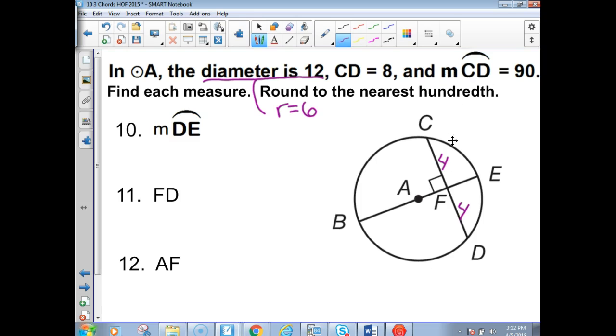The measure of arc CD is 90. Okay, so what happened to the arc? That's 90 out there. How big are each of these arcs? We're going to do 90 divided by 2. So these are 45.